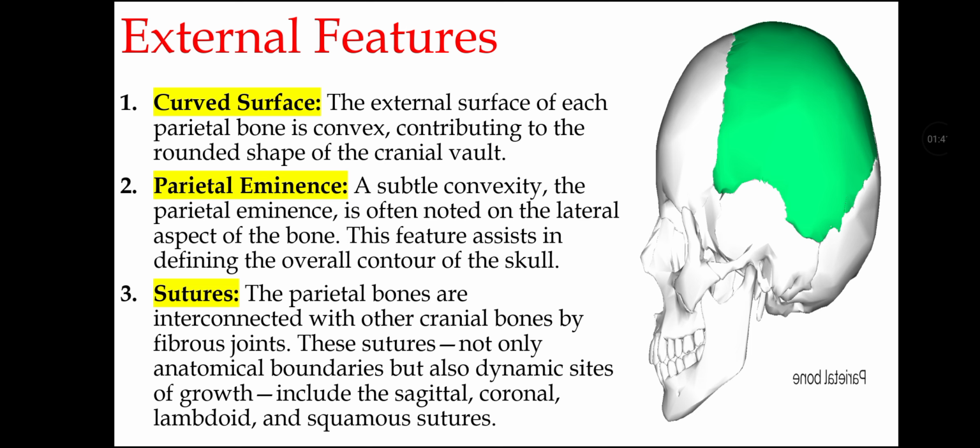Then it has another external feature, that is sutures, as the parietal bones are interconnected with other cranial bones by fibrous joints. These sutures are not only anatomical boundaries but also dynamic sites of growth, and include the sagittal suture, coronal suture, lambdoid suture, and squamous suture.